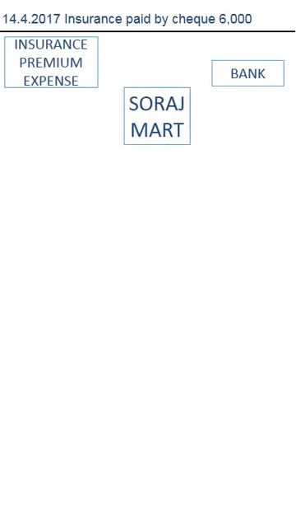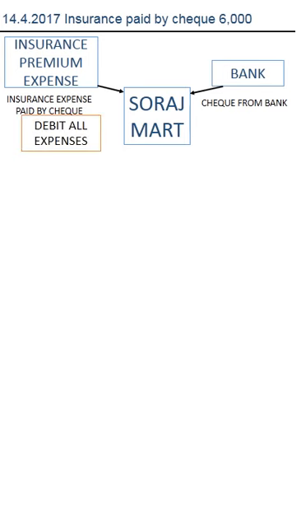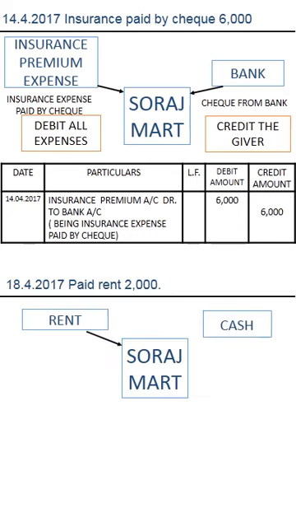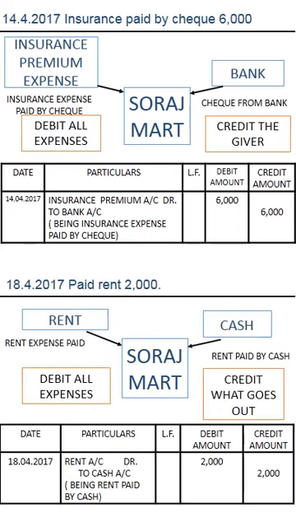The next entry is insurance paid by check, 6,000. Insurance is an expense paid by check. Debit all expenses, made by bank. Insurance premium account debit to bank account by rupees 6,000. Now paid rent 2,000. Rent is an expense made through cash. Rent account debit to cash account by rupees 2,000.